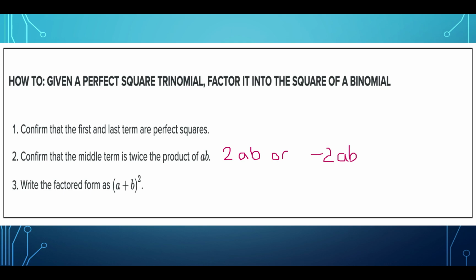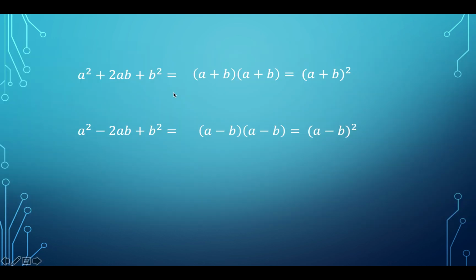The first thing you have to do is confirm that the first and last term are perfect squares. So this would be term 1, and this would be the last term. We have to figure out, are term 1 and term 3 perfect squares? What does that mean? It means, can I multiply a number times itself to give me that number? Or in this case, variables. What times what would give me a squared? A times a. And b squared, how would I get that? B times b would give me b squared. So would they be perfect squares?